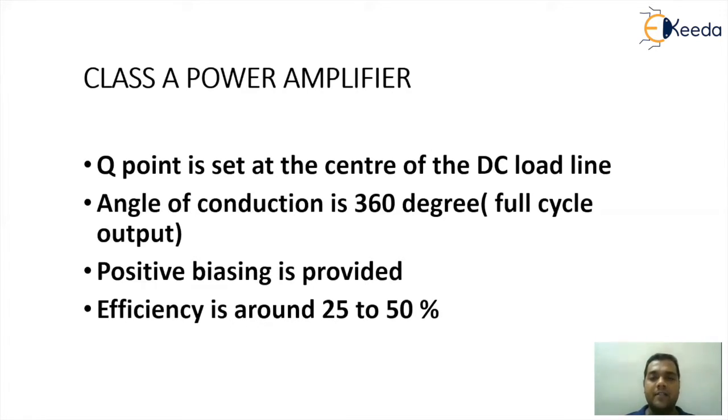To achieve the full cycle output and the Q point at the center, we go for positive biasing. For positive biasing, we normally prefer a potential divider bias circuitry with a battery to bias the transistor, because it gives us the best possible thermal stability. And the overall efficiency of class A will range from 25% to 50%.